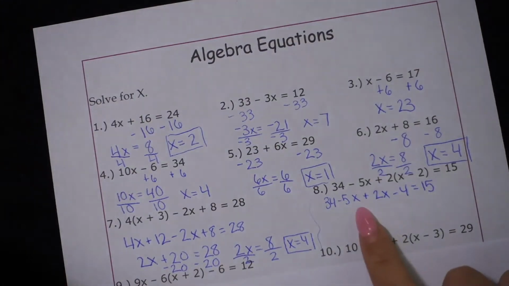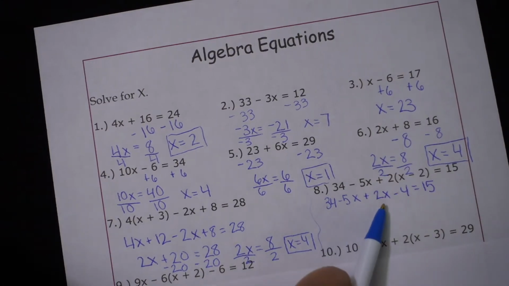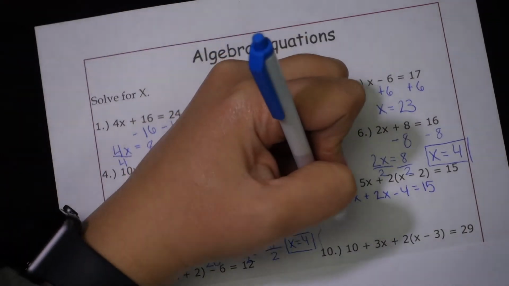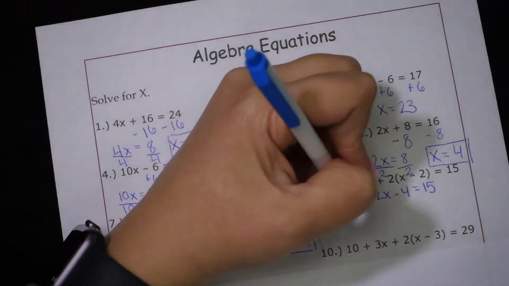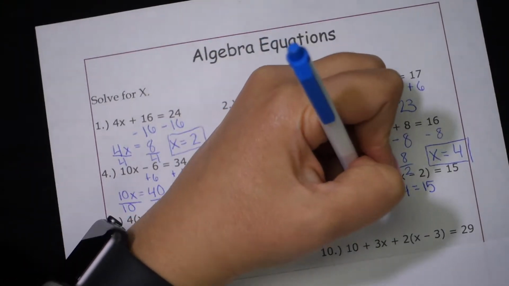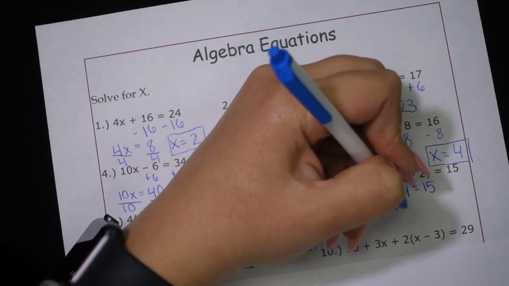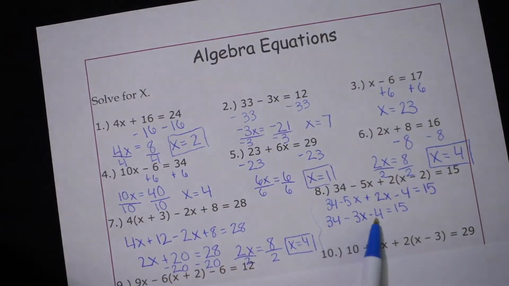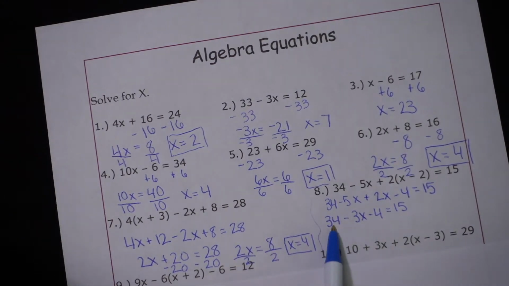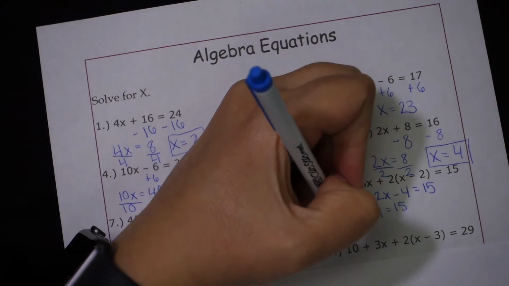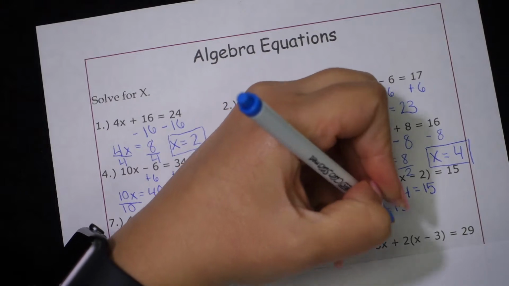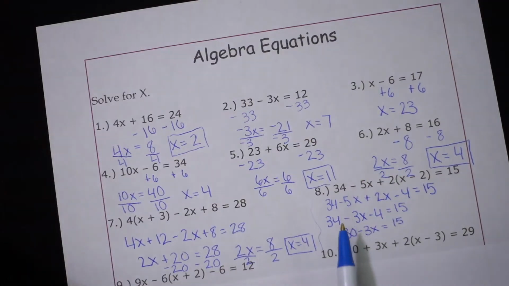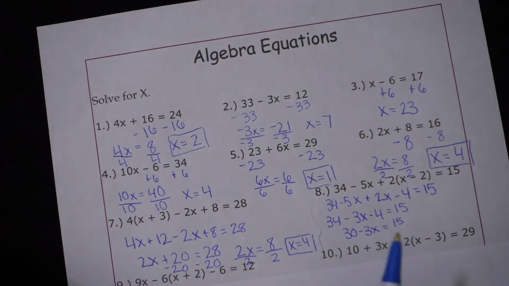Now in this case, we see that there's a negative 5x and a 2x, and we can add those two. So what's negative 5 plus 2? It's negative 3x. So now we're gonna have 34 minus 3x, minus 4 is equal to 15. Now we see we can add 34 and negative 4 together. So 34 minus 4 is 30. So we're once again just combining like terms. Okay, so now we have 30 minus 3x is equal to 15.